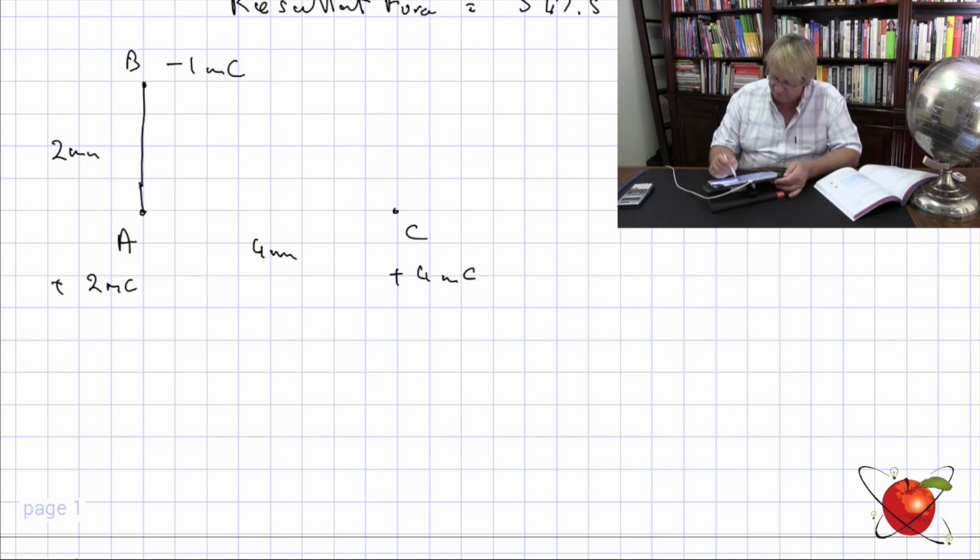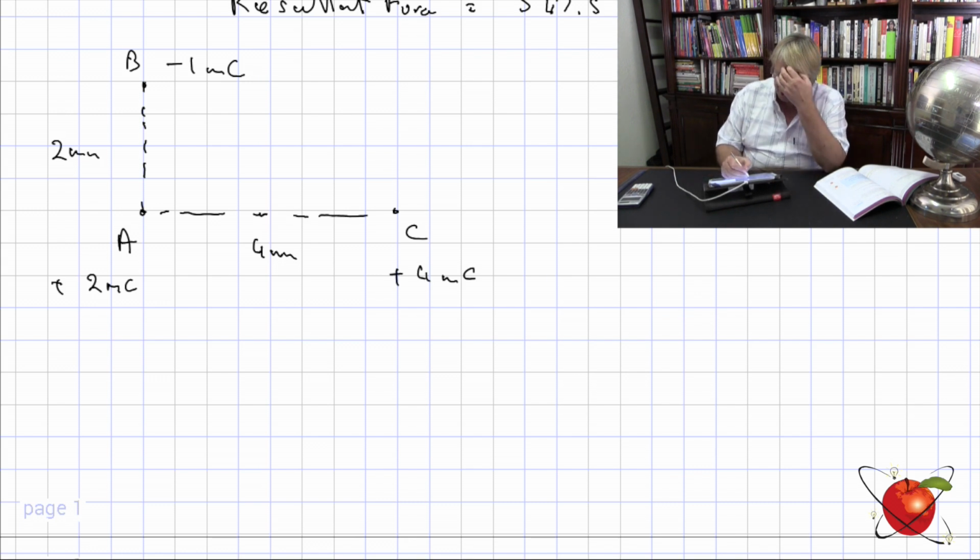Let's just take out that line so that I can put a dotted line there. Okay, over there. Now you can see we've got our charges at C, charges at A, and charges at B, and our distances. The question is, calculate the resulting force at point A.